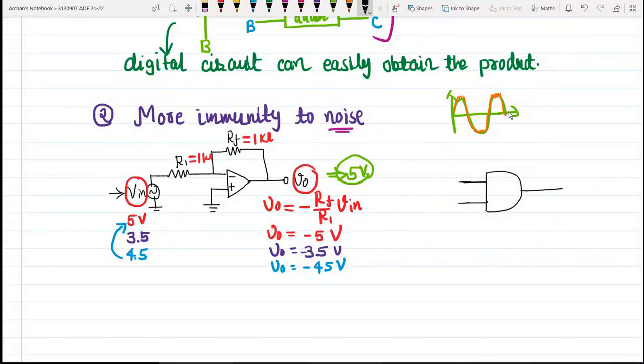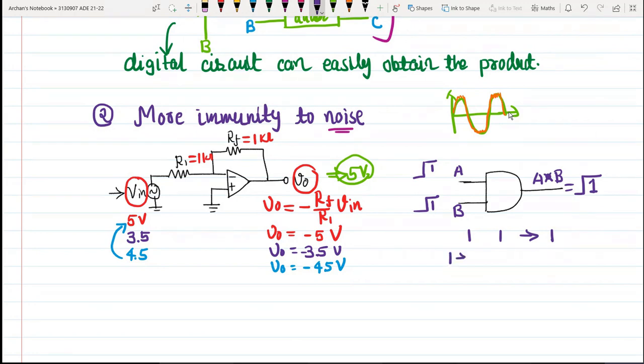Now what I am doing, I am providing some input. Say these two inputs are there, 1 and 1. This is my input A, this is my input B, and what will be the output? Output will be equal to A dot B. So 1 dot 1 will become 1, so our output would be 1. Both the inputs are having 1, so 1 1 will give you output of 1.